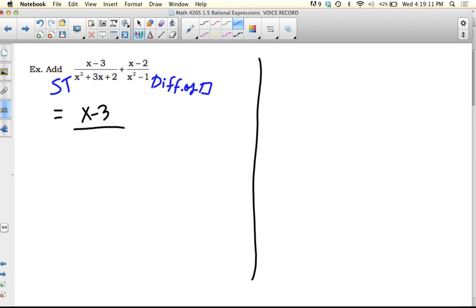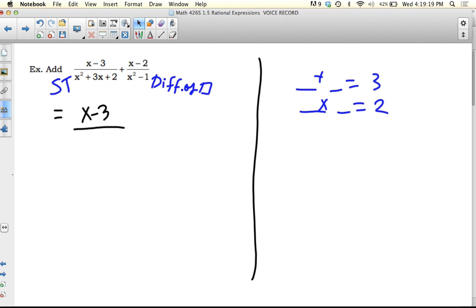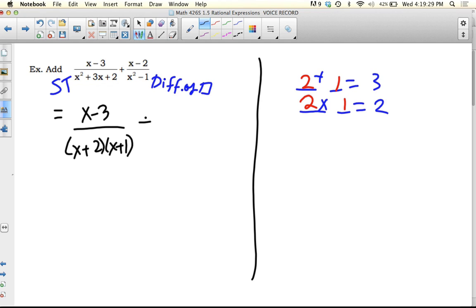Okay, we need two numbers which add to give me 3 and two numbers which multiply to give me 2. If you think about it, we've got 2 and 1, 2 and 1. So this factors to x plus 2, x plus 1. I'm going to add x minus 2 over difference of squares. X squared minus 1 becomes x plus 1, x minus 1. So now if you have a look, looking at our denominators, we can tell right away what common factors they have now that we've factored them.